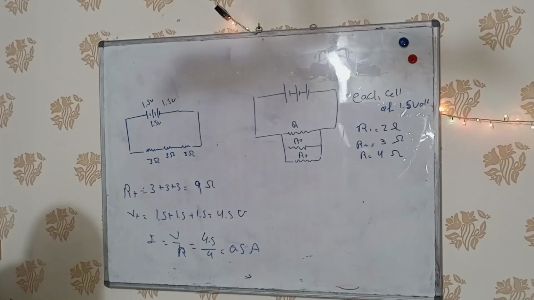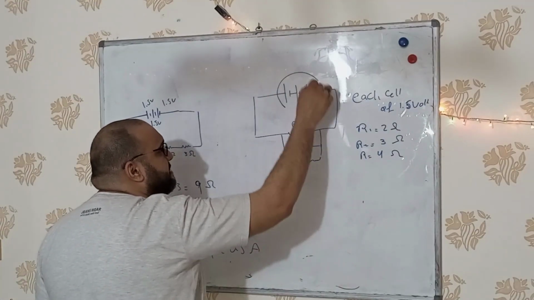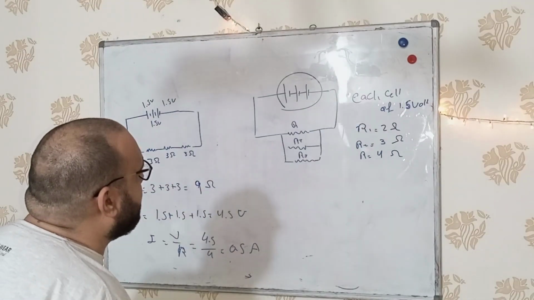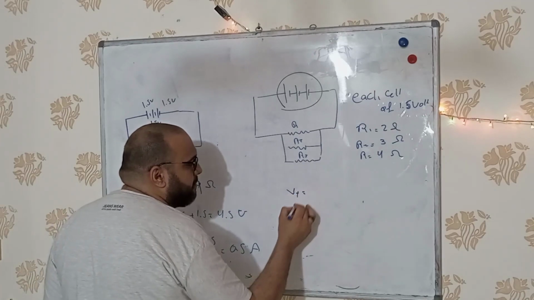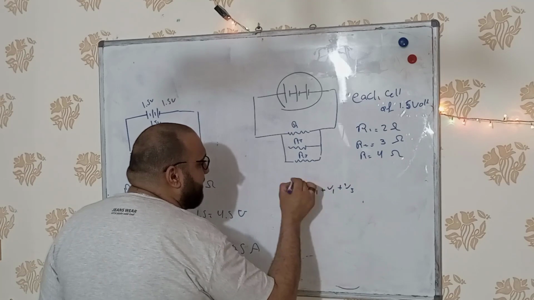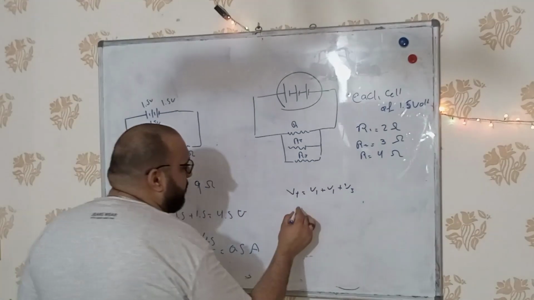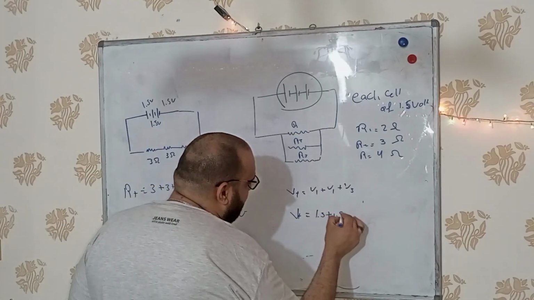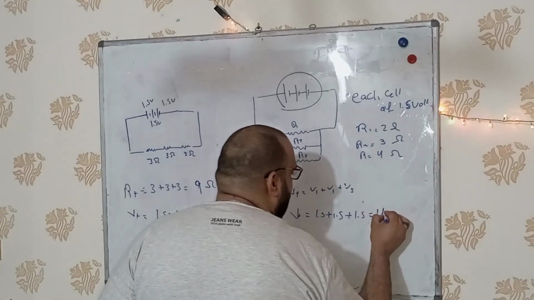Here we have 2 types of connection. Cells are connected in series to form the battery. So we are going to add the values. V1 plus V2 plus V3, which is EMF1 plus EMF2 plus EMF3, the same meaning. So V total will be 1.5 plus 1.5 plus 1.5 equal 4.5 volt.